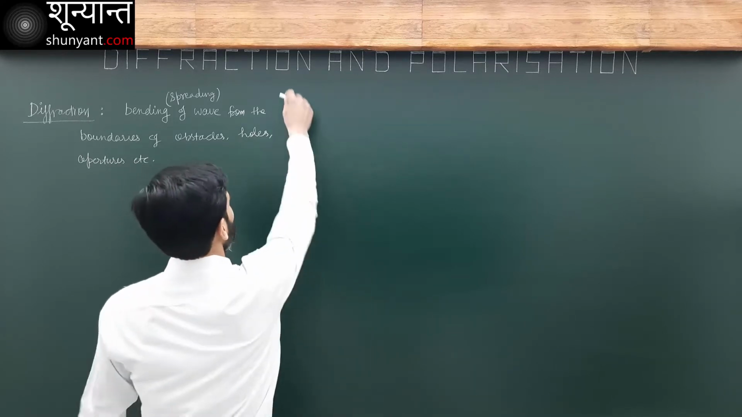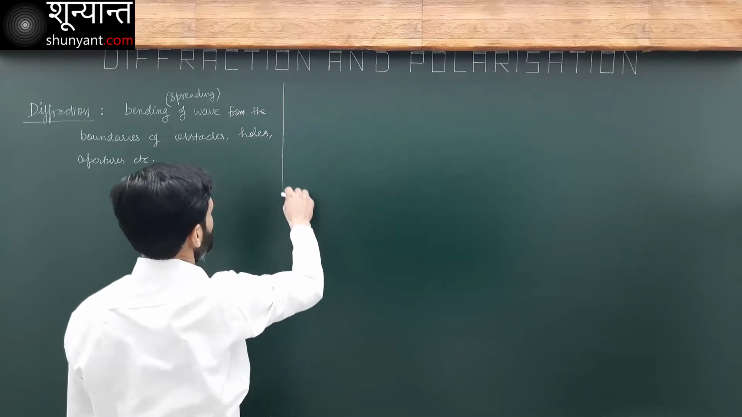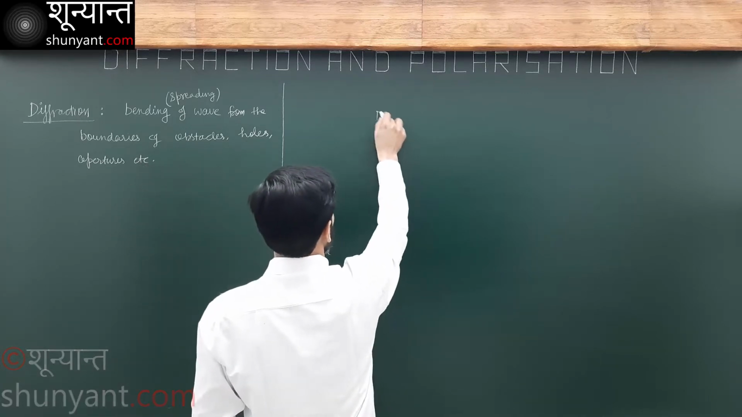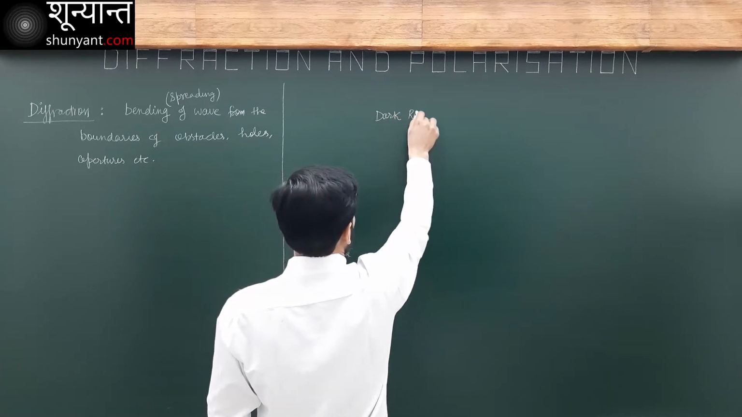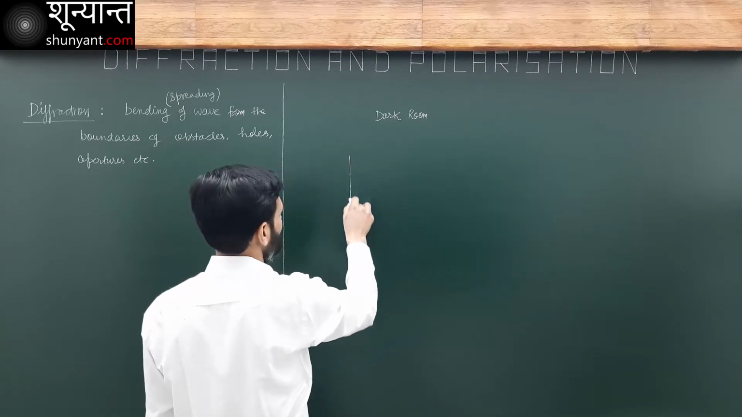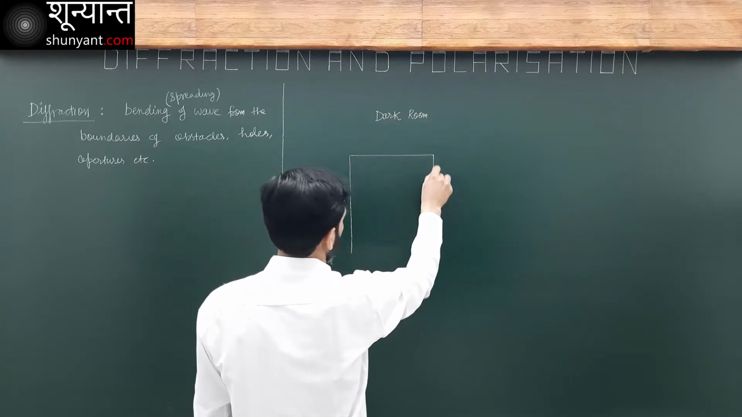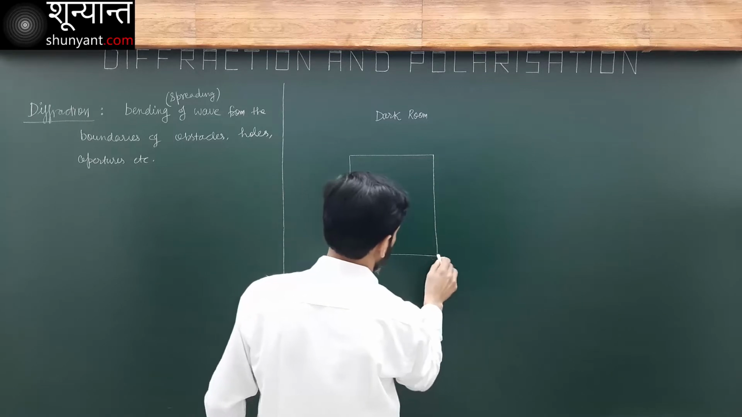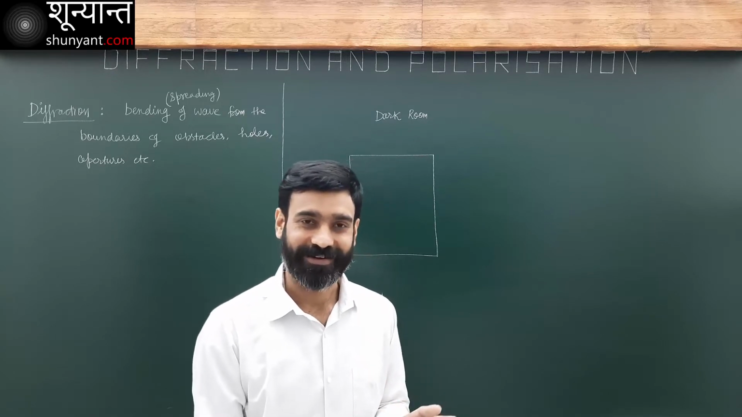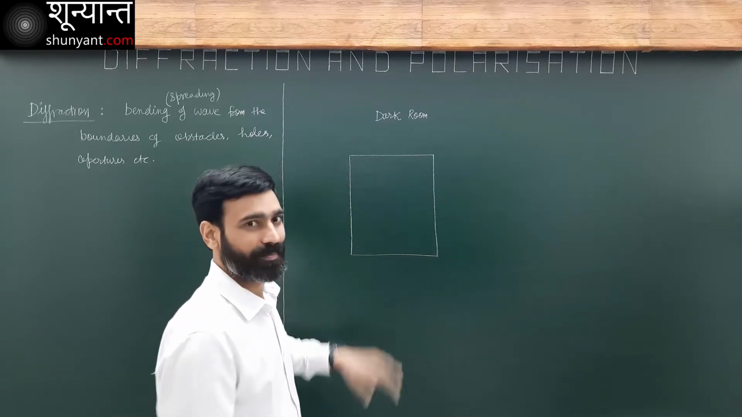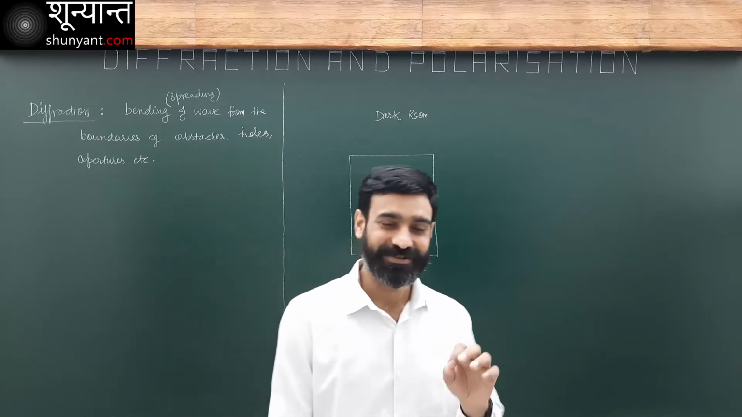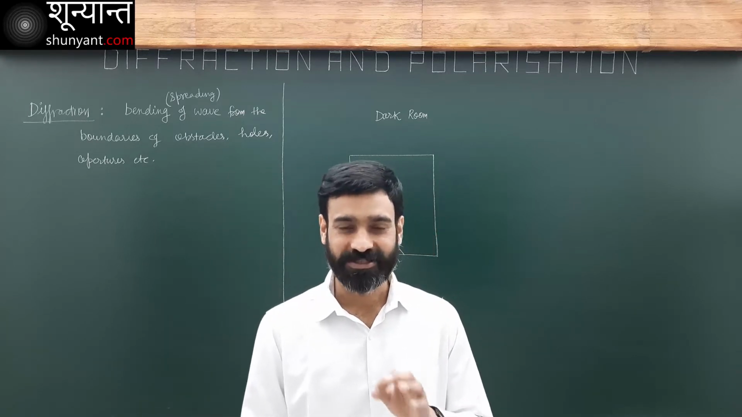Now let's try to understand it through a very simple example. Imagine that there is a dark room. It is closed from all sides. No light can enter, not a single ray. You are inside this room. What will you see? Nothing. It will be completely pitch black dark.